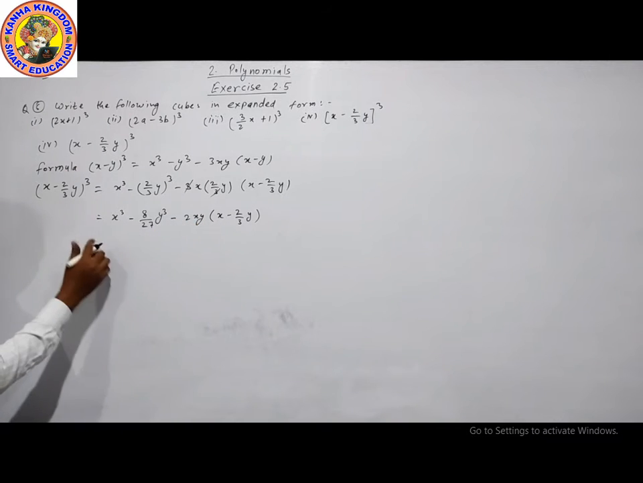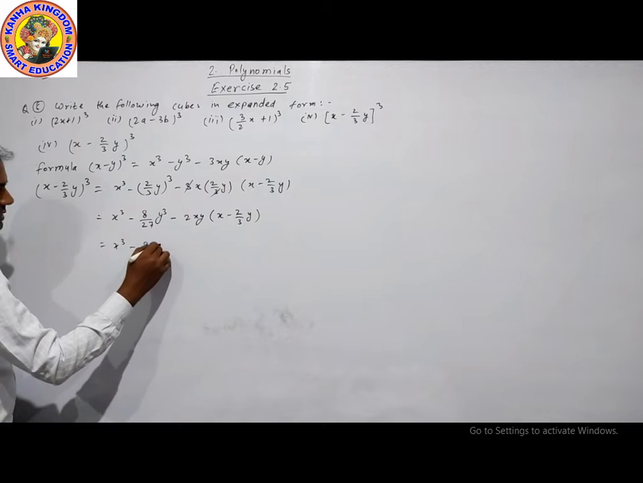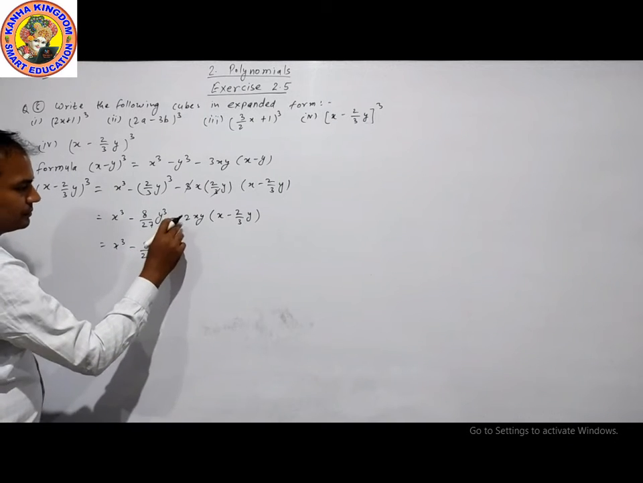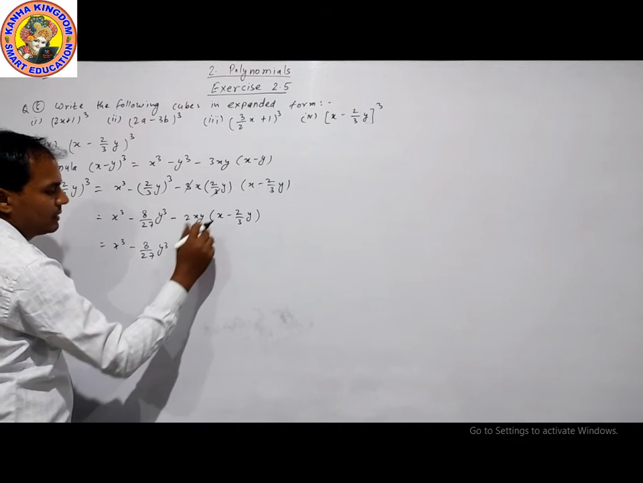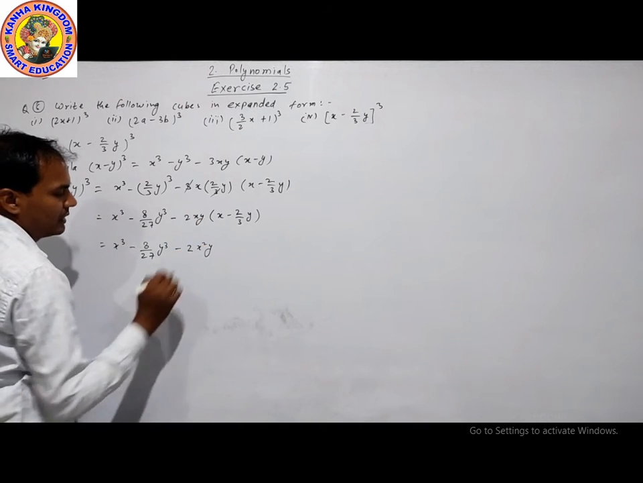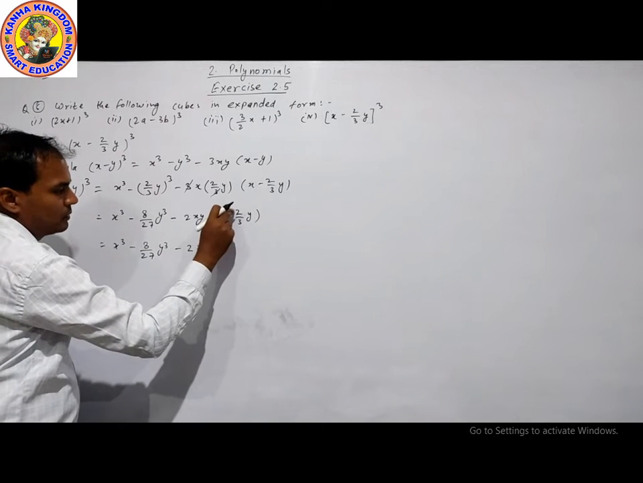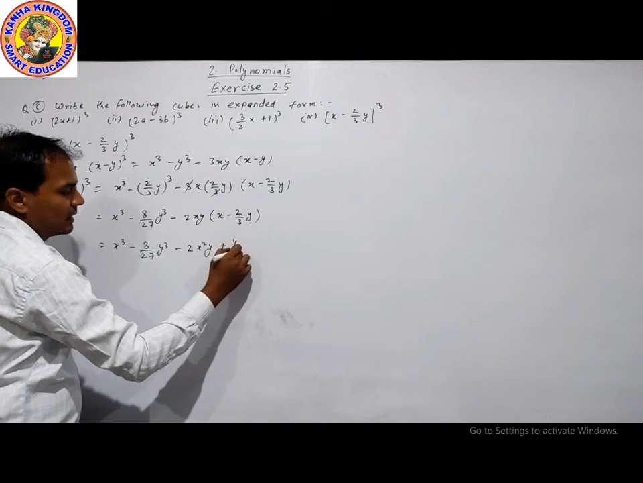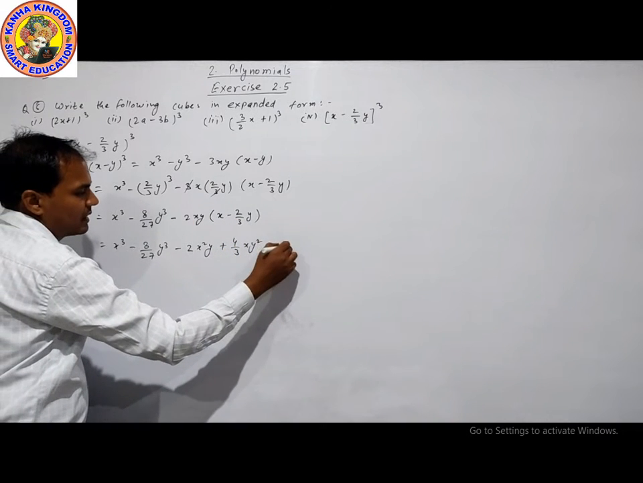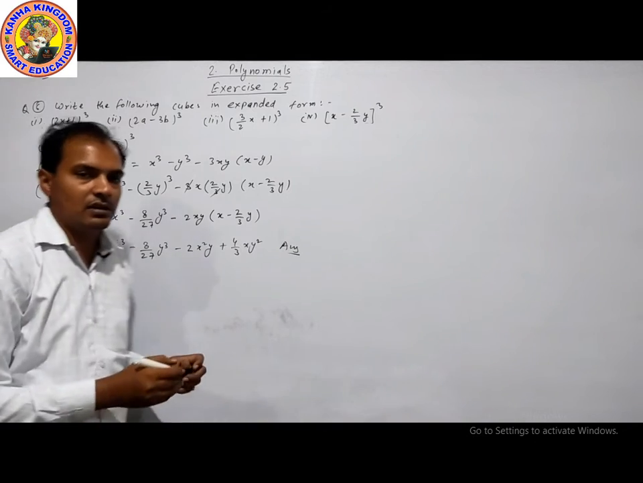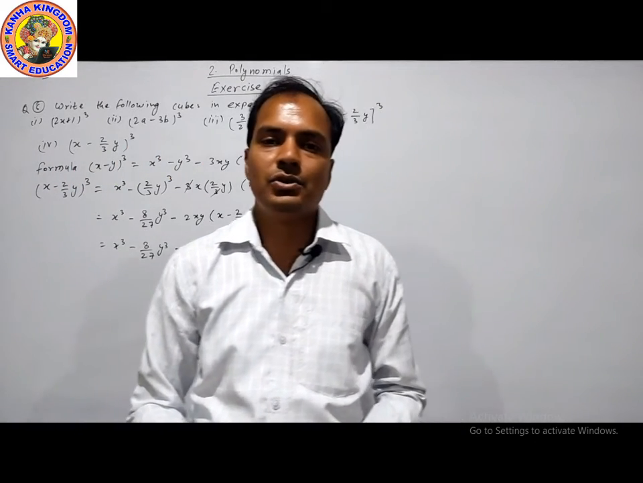Now opening the bracket: x cube minus 8 by 27 y cube, minus 2 x into x square, then y, minus into minus plus, 2 into 2, 4 by 3, then x y square. This is our answer. You can take a screenshot of this. We will move to our next question.